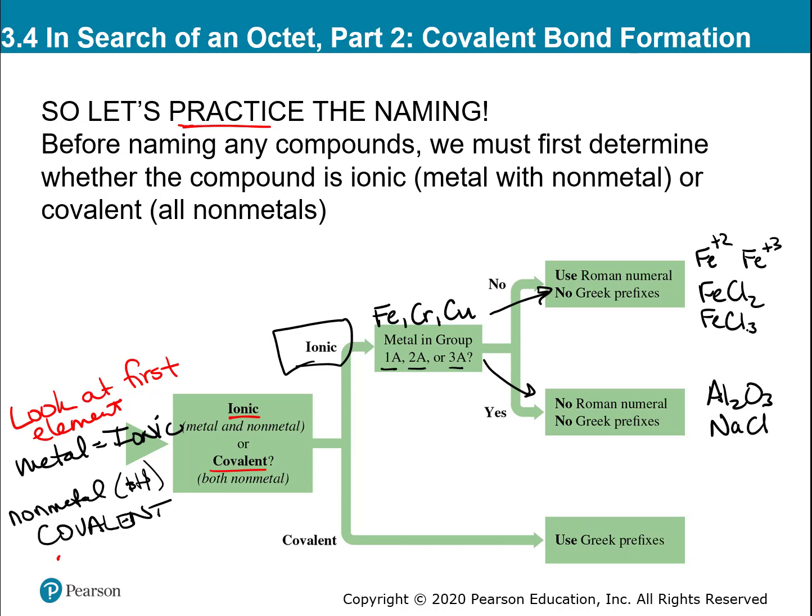If it's all nonmetals, then I know it's covalent. Nonmetals and hydrogen, then I know it's covalent. And here, I always use the number prefix. So if you have something like NO2, CH4, I'm thinking like H2O. Anything like that, I know those are covalent because there's no metal. Only nonmetals and hydrogen. So that's really the trick. The trick is look at the first element.